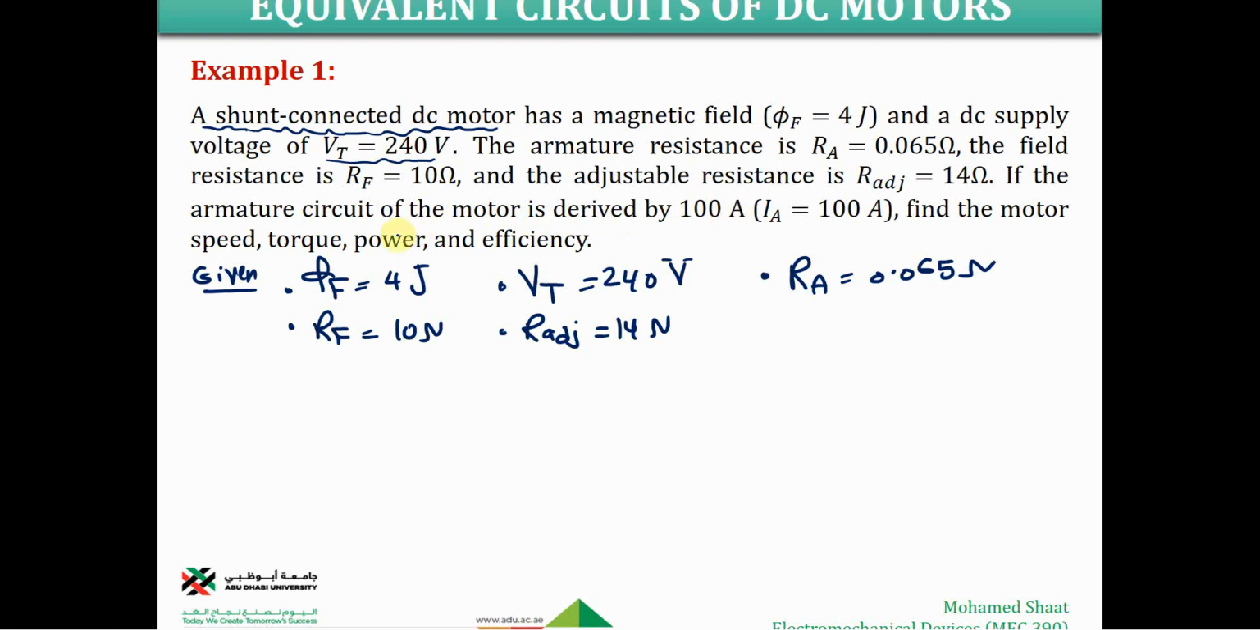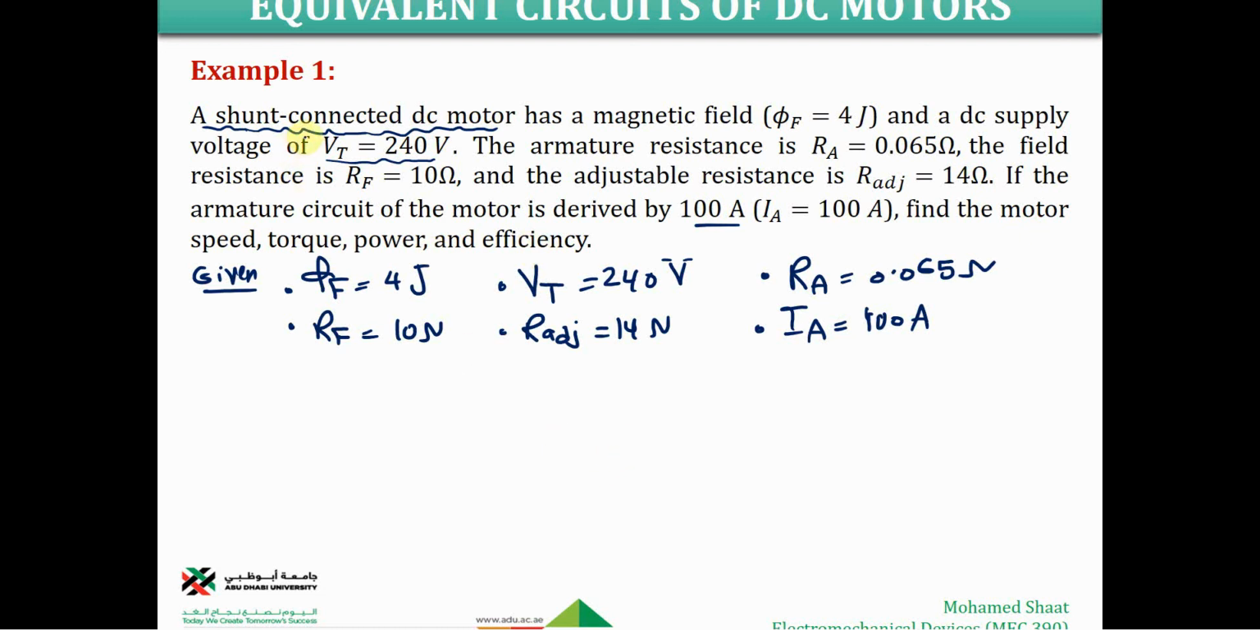So armature current, ampere, means that this is a current, and here we are talking about the armature circuit or the armature branch of the DC motor. It means that we are talking about the IA, which is already given by 100 ampere. It is required to find the motor speed, torque, power, and efficiency of the electrical motor, how much it is.